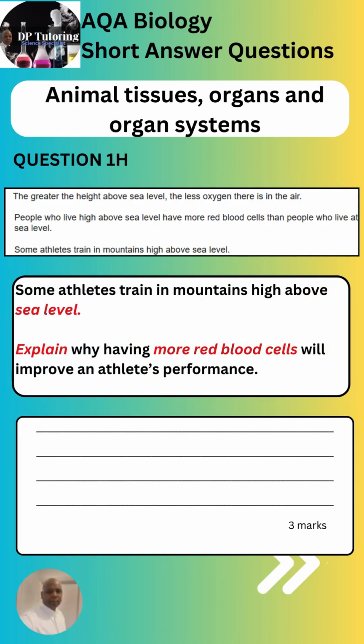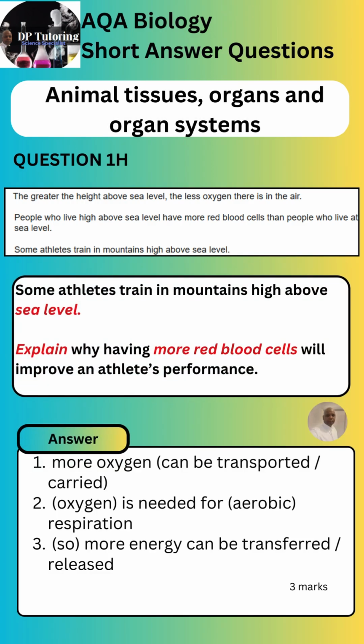The next part of the question provides some information. AQA asks you to explain why having more red blood cells will improve athletes' performance. I think it's important that you pause the video, read through the information above, and get a clear understanding of the role of the red blood cells when a person is doing any form of physical activity. That is what you're asked to explain, and there are 3 marks for this question, so therefore you need to give us 3 points. The correct answer for why having more red blood cells will improve an athlete's performance is on the screen.